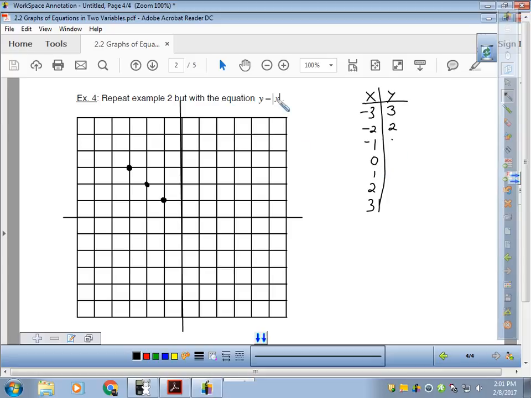Take 0, plug in, absolute value of 0 is 0, so we end up getting 0, 0 right there. Take 1 and plug it in, absolute value of 1 is also positive 1. Take 2 and plug it in, absolute value of 2 is 2. And then take 3 and plug in, absolute value of 3 is 3. Right there. And then we can connect them.